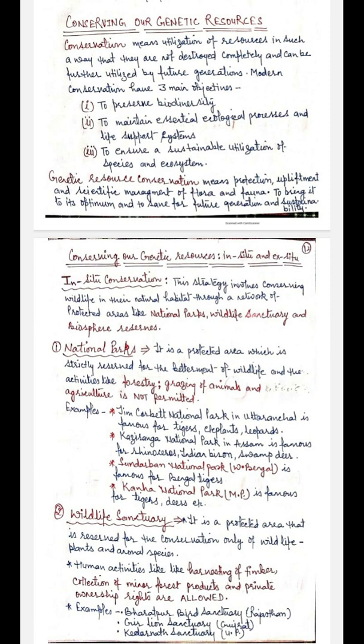Bharatpur Bird Sanctuary in Rajasthan also attracts migratory birds in winter. Gir Lion Sanctuary in Gujarat is famous for Asiatic lions. Kedarnath Sanctuary is famous for brown antler deer.